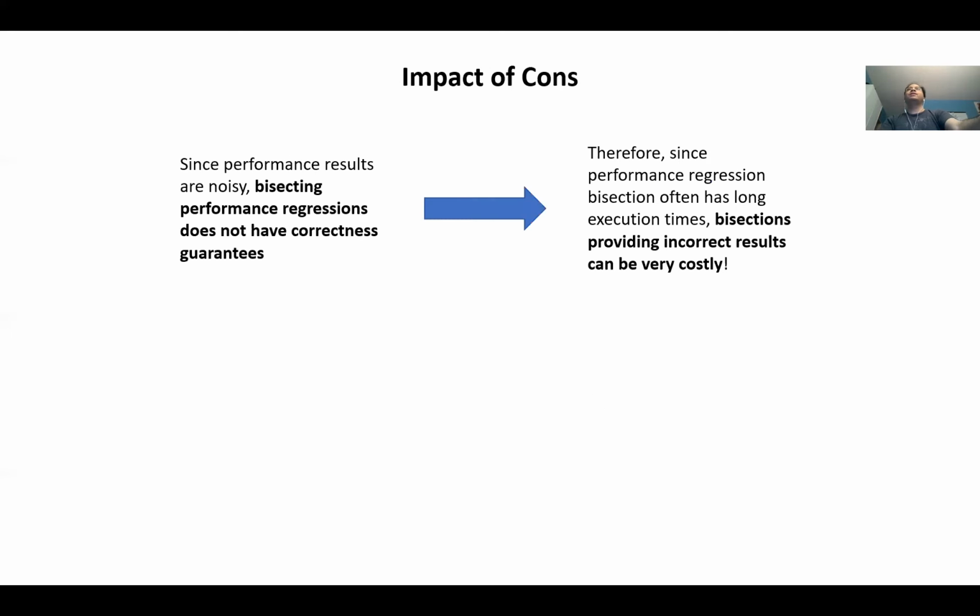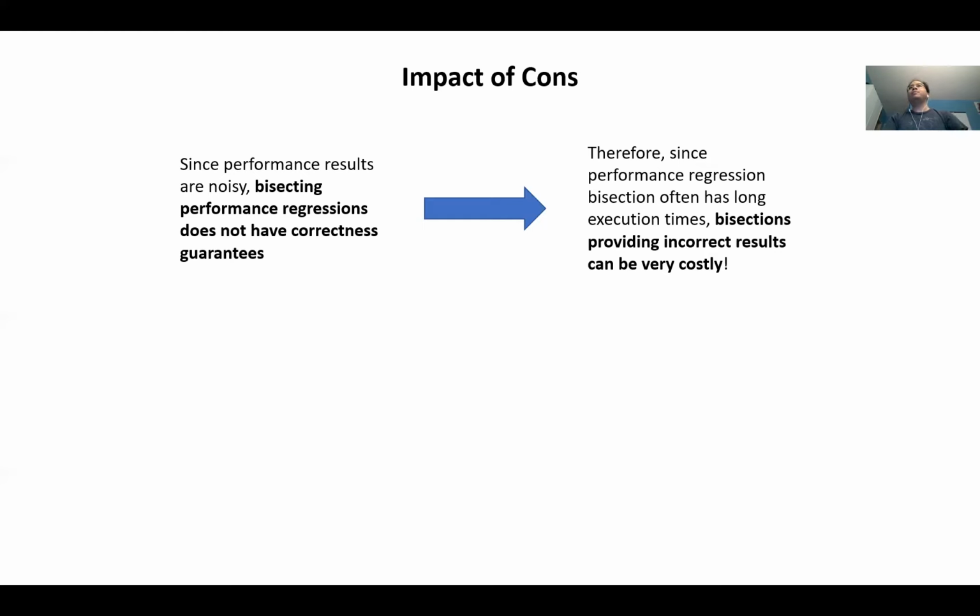Okay, so what's the impact of the cons that we just discussed? Well, first of all, since performance results are noisy, as I just said, bisecting performance regressions doesn't have any correctness guarantees. So it's possible that when you run the bisection on a performance regression, you'll get some sort of bogus result, because maybe the performance numbers are too close to the baseline, so you end up taking the wrong path. That's one of the possibilities you might encounter.